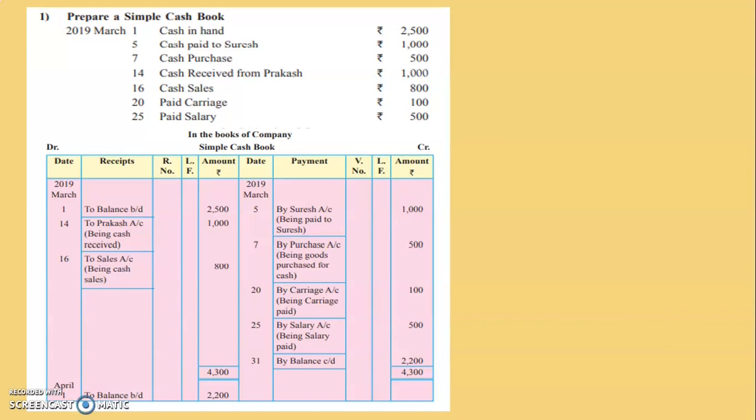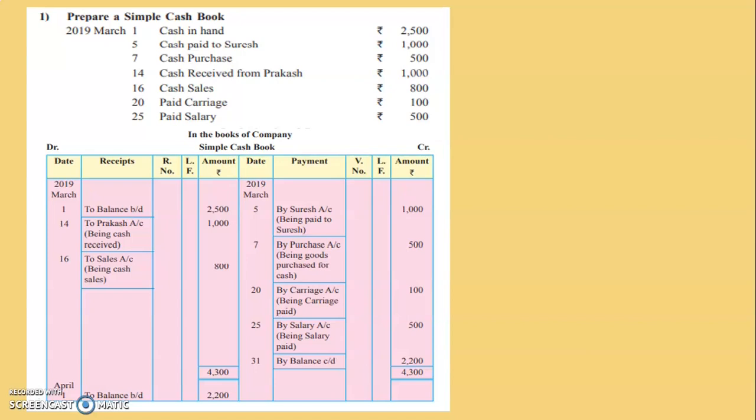On 16th of March, cash sales, that is goods are sold for cash. So when goods are sold for cash, we will be receiving cash, and this will be recorded on the receipt side. 16th, to sales account 800, being cash sales. 20th March, paid carriage rupees 100. Now carriage is an expense, and since we are paying this amount, it will be recorded on the payment side, by carriage account 100 rupees. Then paid salary rupees 500. Salary again is an expenditure. We have to record it on the payment side, by salary account 500, in the narration being salary paid.